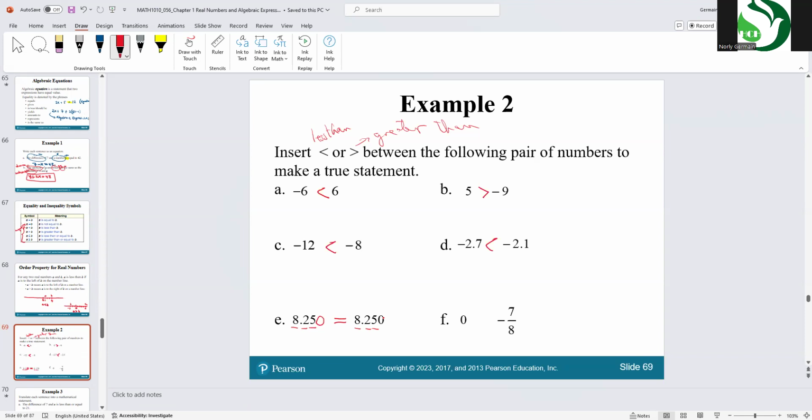Now, there is no way that -7/8 would be greater than 0. So 0 is way bigger because on the number line, you're going to have 0 here on the right, and if -1 is here, so probably you're going to have -7/8 somewhere here.